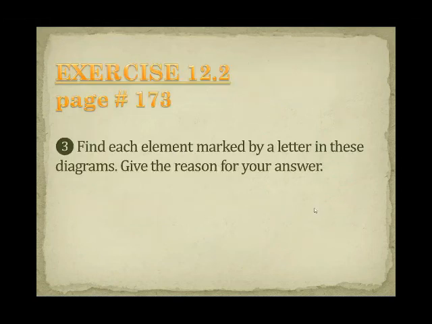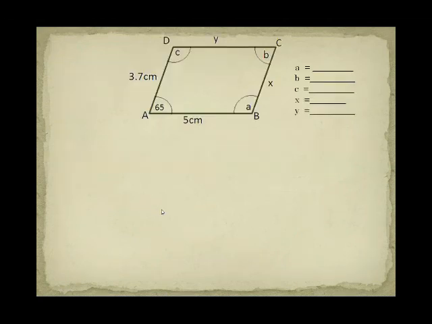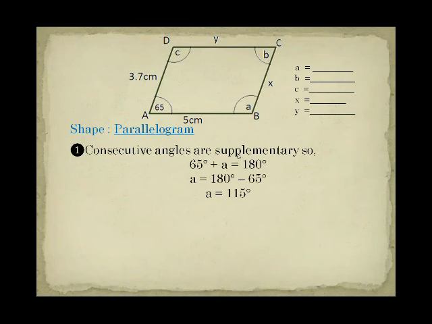Now here we start our exercise, which is to find each element marked by a letter in the diagram. Give the reason for your answer. Here's the first diagram. We have a parallelogram, so we name this shape a parallelogram. Here we have consecutive angles are supplementary. From the properties of a parallelogram, we say that consecutive angles are supplementary.